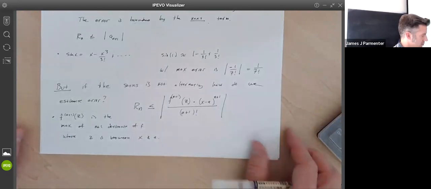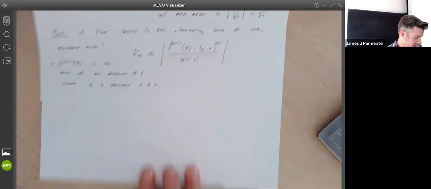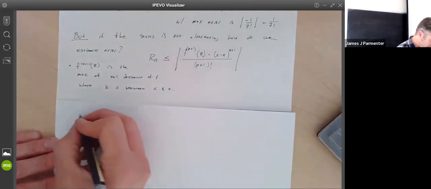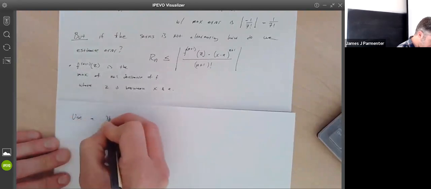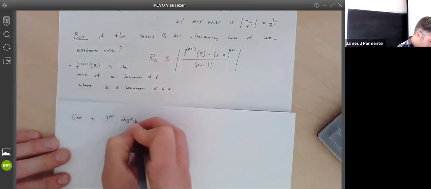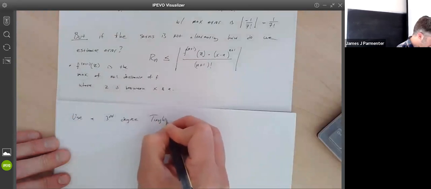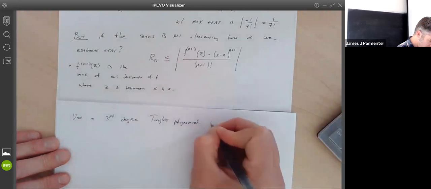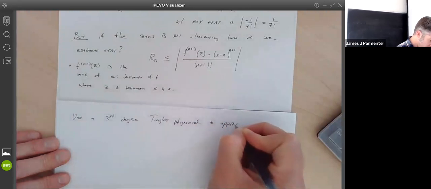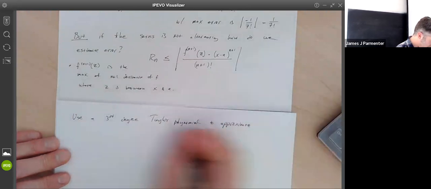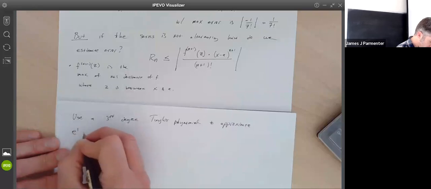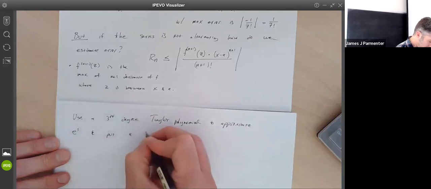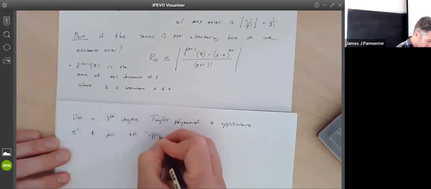It could be worse. Let's look at an example to help clarify what we're doing here. So let's use a third degree Taylor polynomial to approximate e to the 1, which is just e, and put an upper bound on the error.